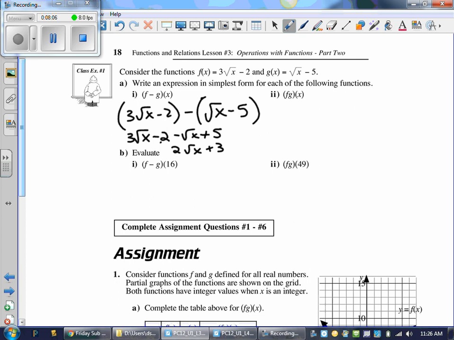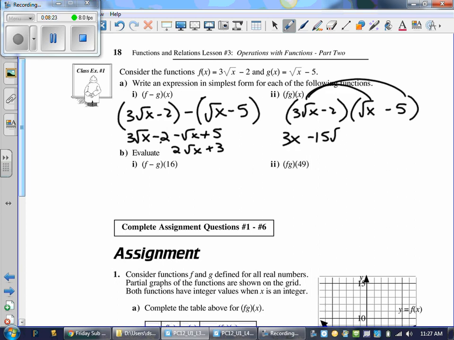Done. Okay, what if we have to multiply them together? All right, well, we're going to get 3 root x minus 2 in parentheses, and we're going to times it by the square root of x minus 5. When you do this, carefully distribute that in, you get 3x minus 15 root x minus 2 root x plus 10. We all know about combining roots together. We're going to combine these two. We're going to get minus 17 root x plus 10. That's all good. Nothing else you can do there.